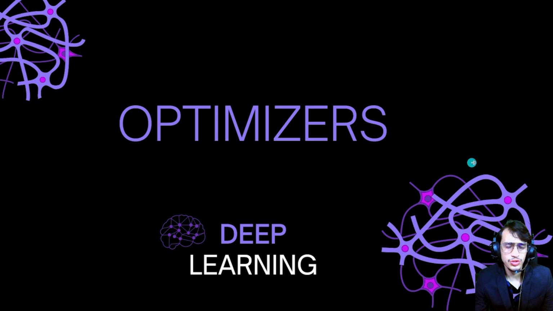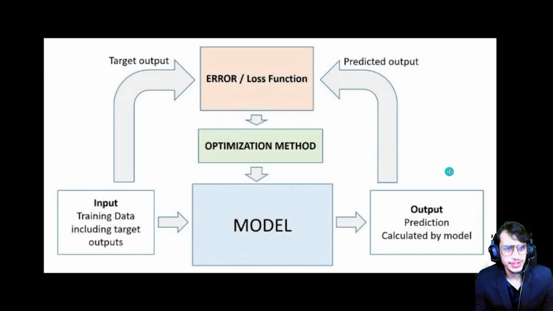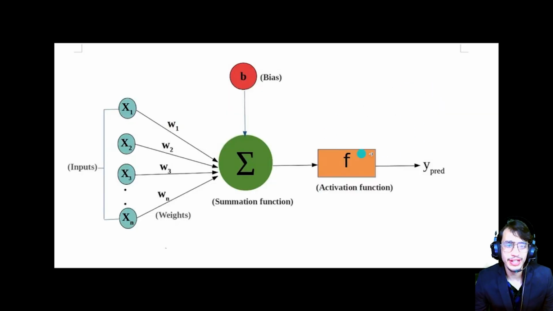Okay, so let's start. We have seen in the previous videos that this is how our neural network works. We have input data, then our loss function gives the loss or error, and then we have some optimization method which fixes the loss and makes our model more accurate. So let's see how we can do this.